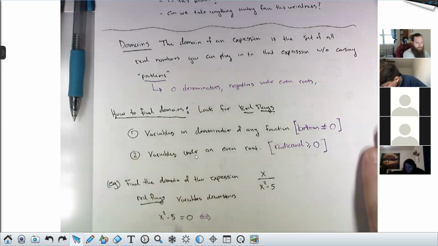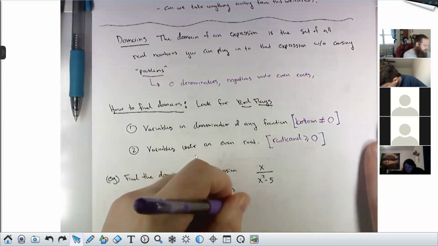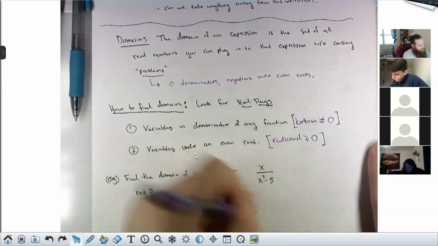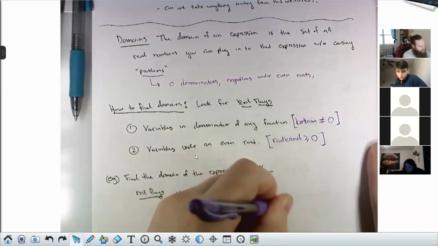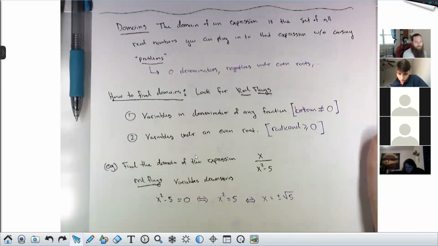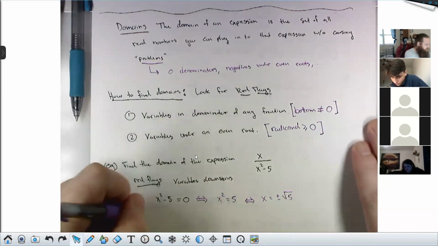Well, this is an easy enough equation to solve. Just add 5 to both sides. And then take your square roots. You get x equals plus or minus the square root of 5. Now that's not a nice number, the square root of 5. It's bigger than 2, it's smaller than 3, probably like 2.2-ish. It's irrational.